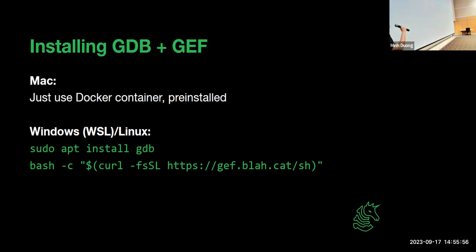For Mac, we'll talk about that in a bit. For Windows or Linux, we're using WSL. Just sudo apt install gdb, most likely it's already installed. And then if you want to install GEF, you can run that command to download GEF. You can also find pwndbg by searching on GitHub as well.